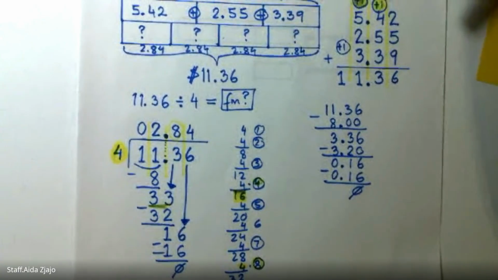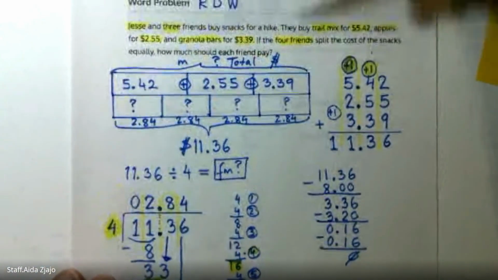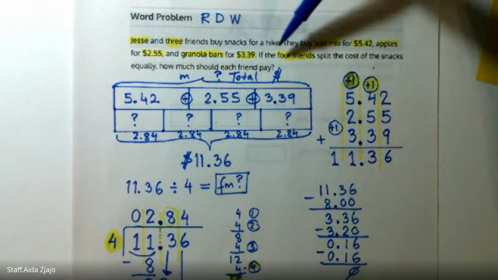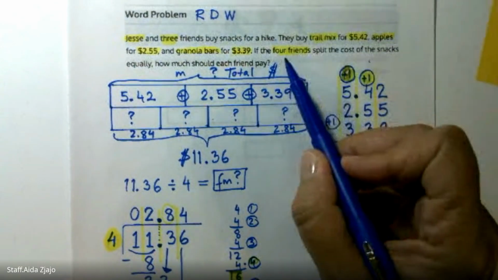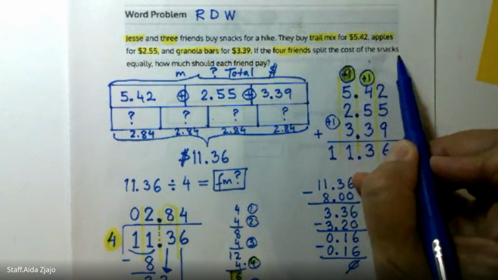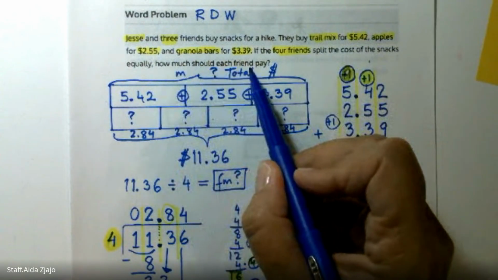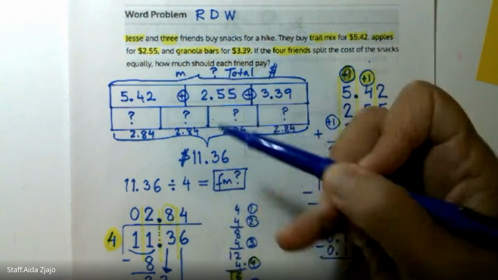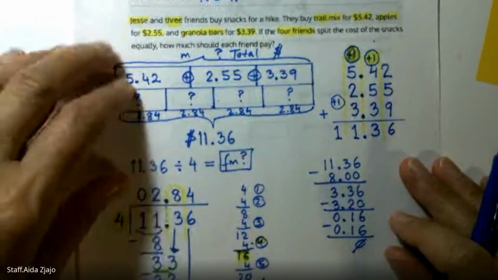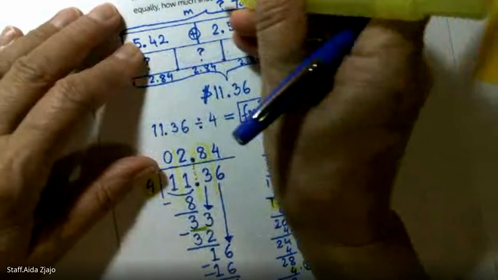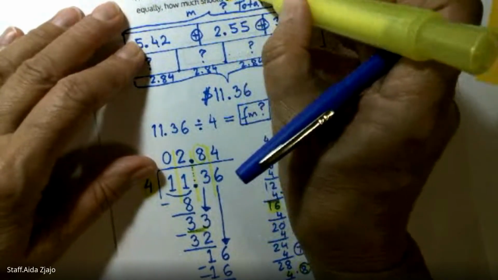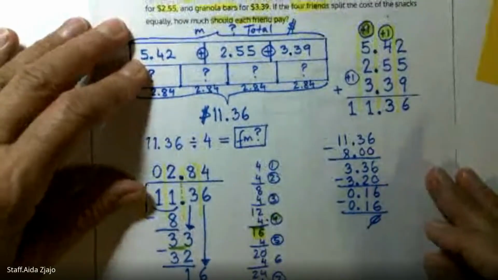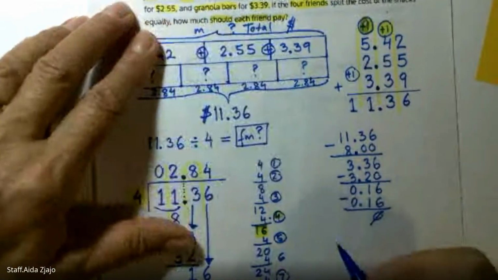So let's see, writing with red, we draw the picture, and we now need to answer a question. If the 4 friends split the cost of snacks equally, how much should each friend pay? Each friend should pay $2.84, and that's the language we can use. Each friend should pay, and then say it.